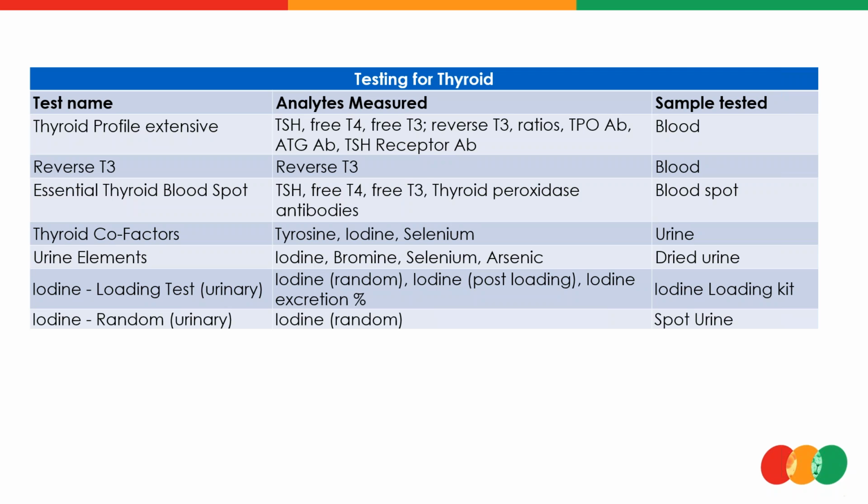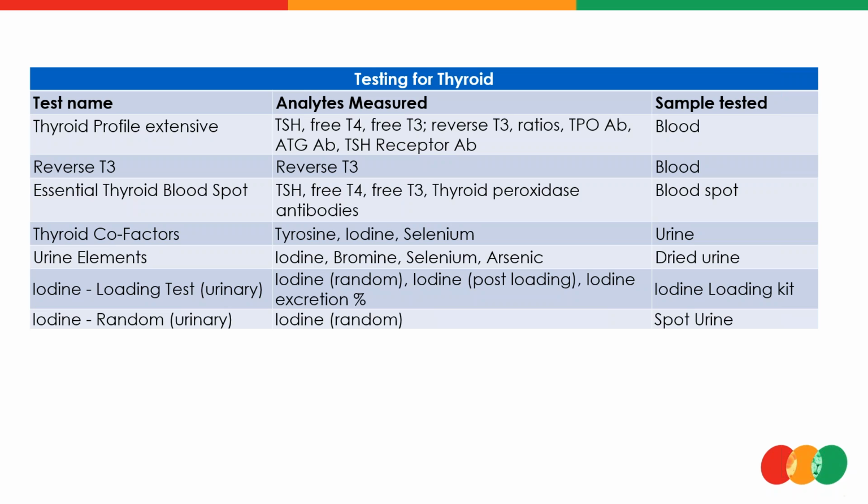But you might also want to examine just T3 and reverse T3 on their own, or you might measure this in a blood spot. For example, TSH, T3, T4, and TPO antibodies can be measured in a blood spot. But the cofactors, such as your tyrosine, iodine, and selenium, that are necessary for conversion of T4 to T3, can be measured in a urine sample.